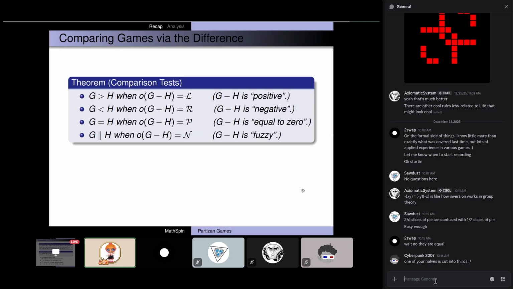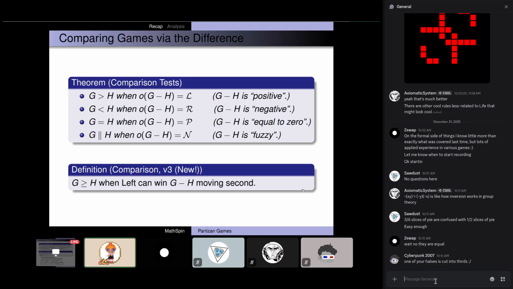And so this is good because it reduces that question of how do we test things for all those games X into, okay, we just need the outcome of the single game, this difference. And this is very practical. So if you want to compare two games, you just look at the difference game.